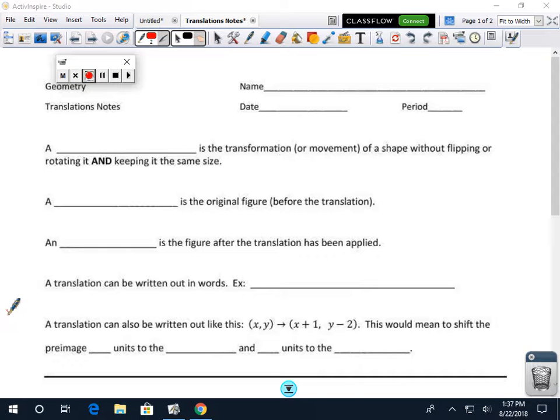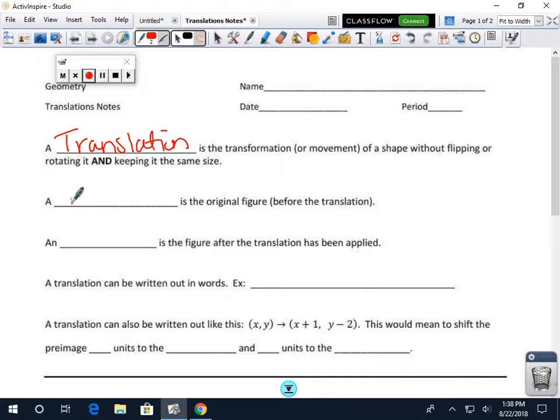All right, so talking about translations today, we're going to fill in these blanks at the very top here. Okay, a translation is a transformation or a movement of a shape without flipping or rotating it and keeping it the same size. So when we do a translation, all we're doing is simply moving the picture across the graph. We're not going to flip or rotate or spin or make it any bigger or smaller. All we're doing is just shifting it.